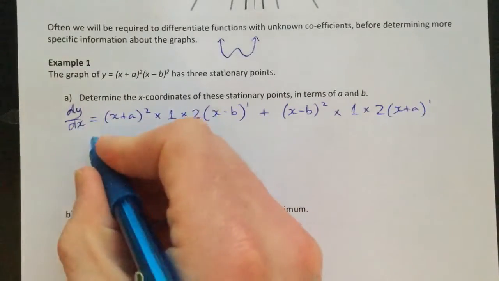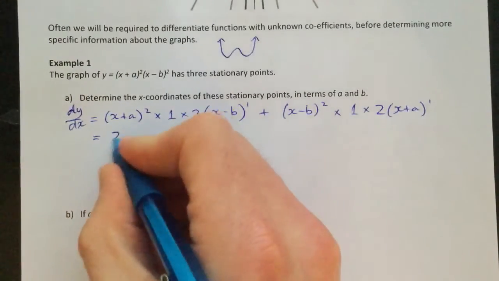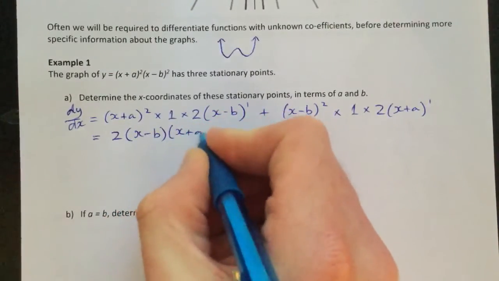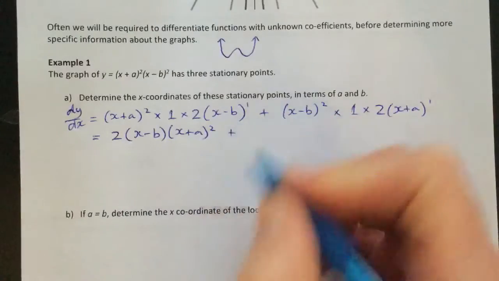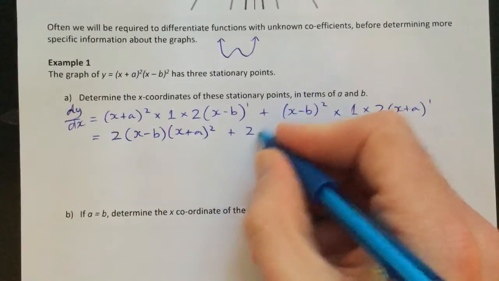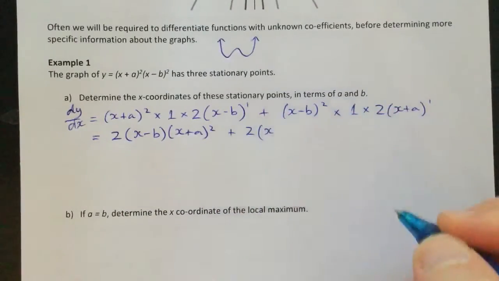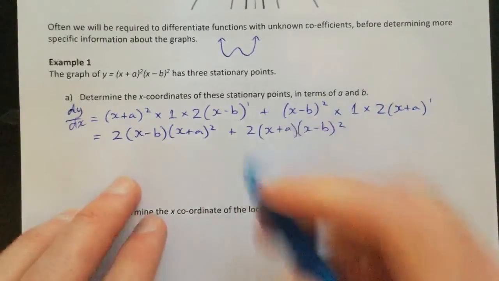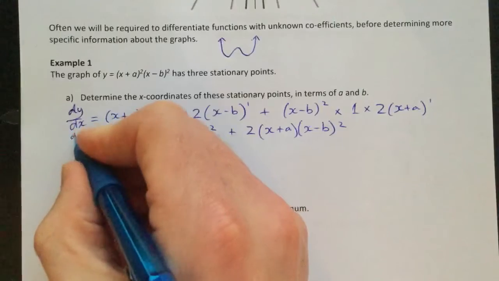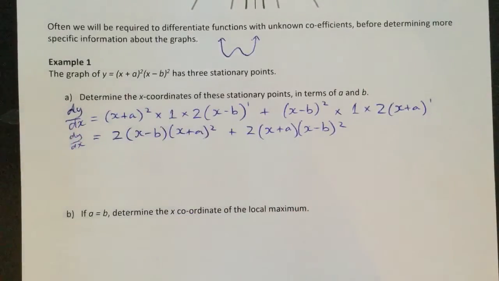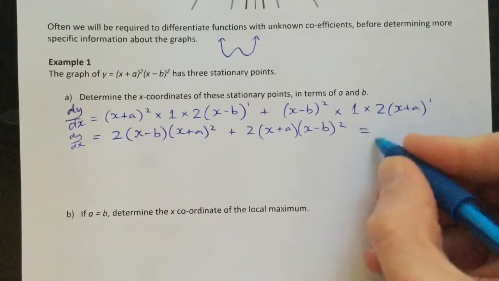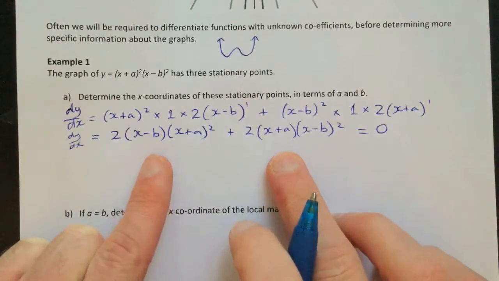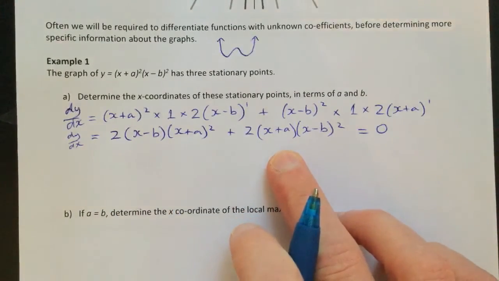All right, so dy dx is equal to, let's tidy all that up, we've got 2(x minus b)(x plus a) squared plus 2(x plus a)(x minus b) squared, right? And for a stationary point, so that's dy dx, for a stationary point, we know that all that will equal 0, right?